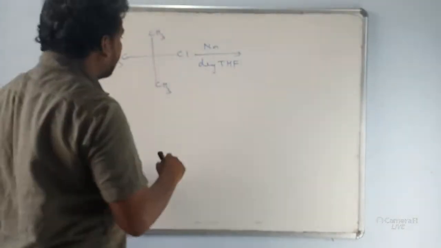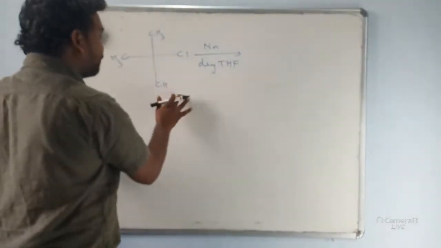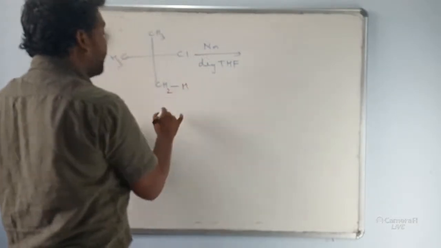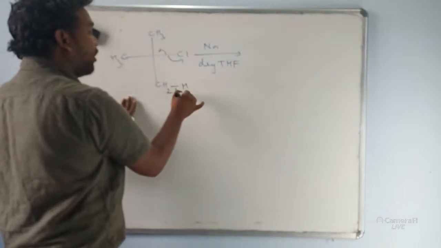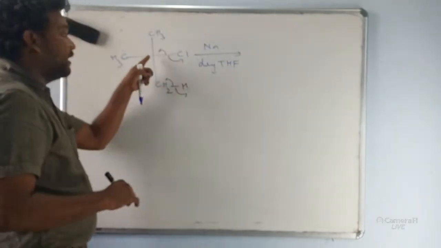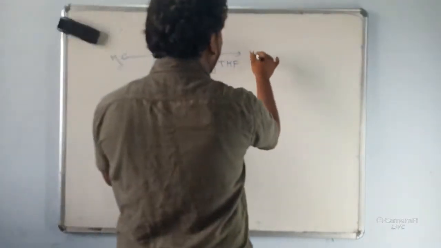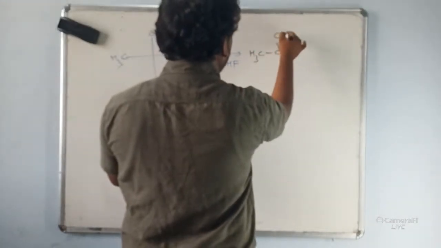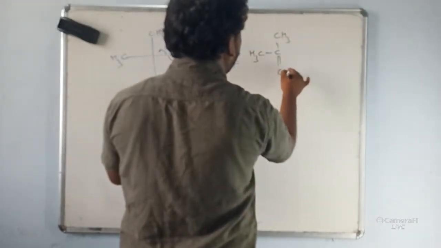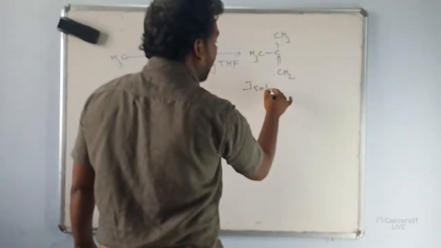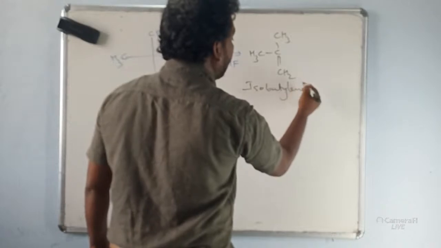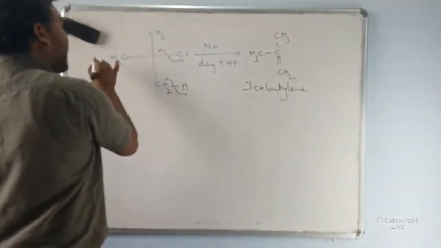Here we are going to get 2 products. This bond will break homolytically, this bond also will break homolytically, and here it generates two radicals and results in the formation of one alkene, (CH3)2C=CH2. This is isobutylene. The name of the product is isobutylene, and two modes are involved in this reaction.